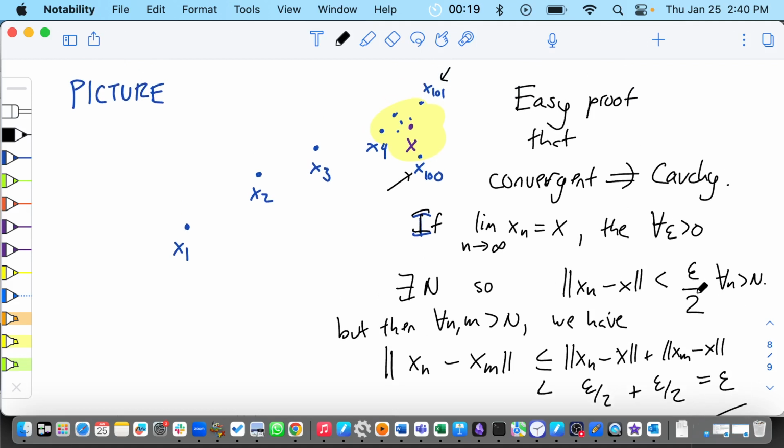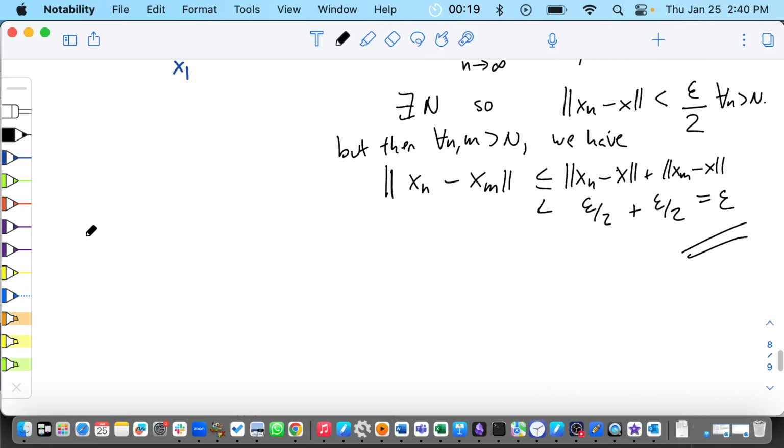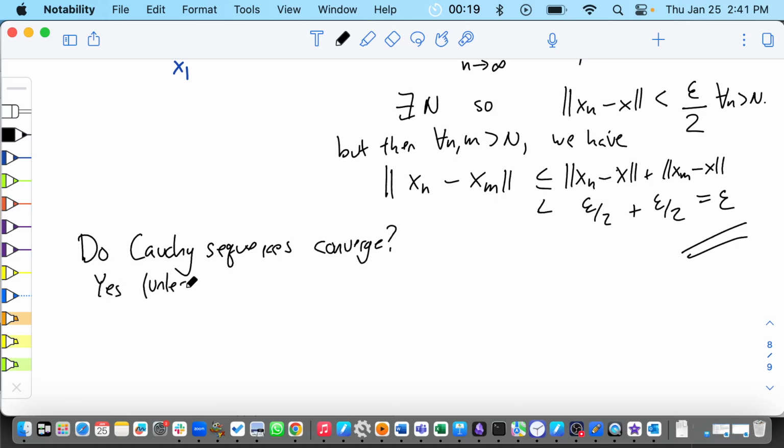And now let's talk about completeness. So what would not complete mean? You'd have a sequence where the things are getting close to each other, but somehow the limit doesn't exist. And you really should think of what's going on is there is some kind of hole in the space. That's what's going on. So do Cauchy sequences converge? The only possible way they might not is, unless there are holes.